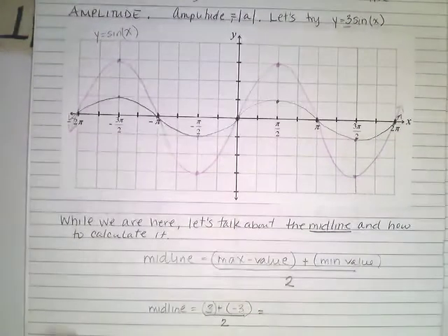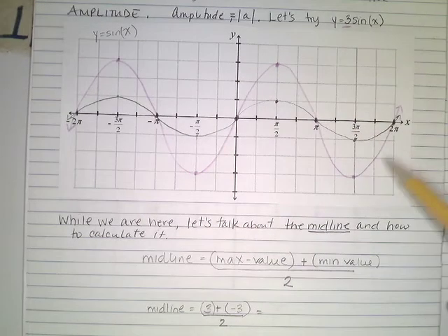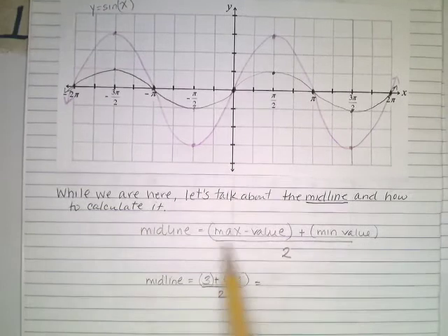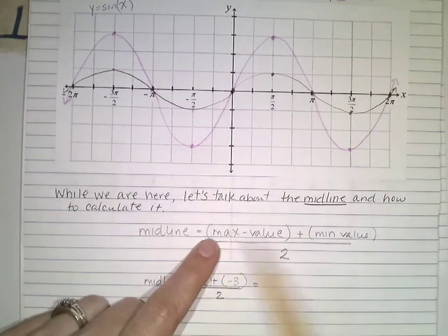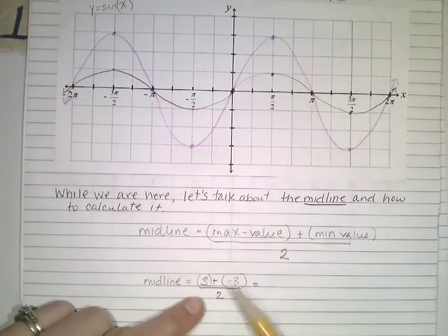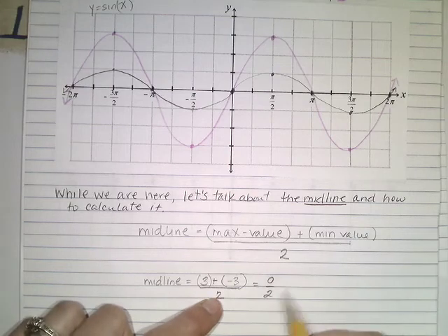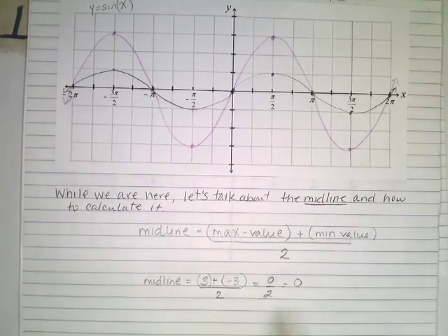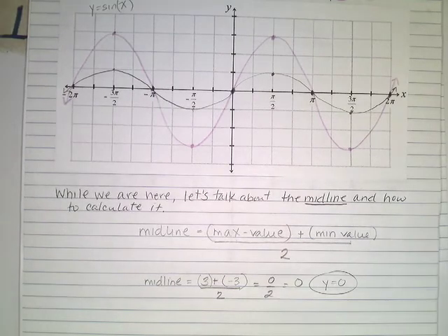But anyway, so to calculate the midline, right, we talked about how it was equidistant from the maximum value to the minimum value, and we calculate that by taking essentially the average of those points, which is the maximum value plus the minimum value, right? So we have a 3 plus -3, and we divide that by 2. So that's 0 divided by 2, and in this case, our midline is y equals 0. Okay, and when we start to vertically shift them, it's going to be important for us to be able to calculate the midline.